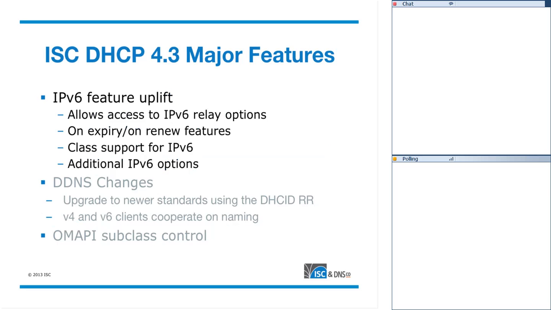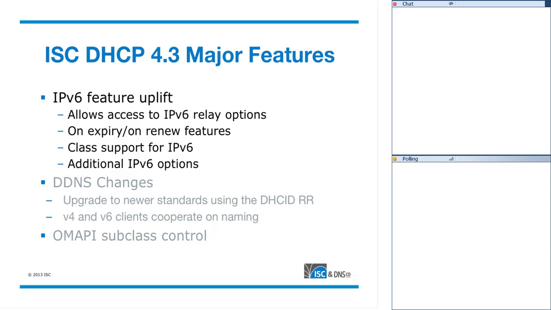So again, the major part of 4.3 is the IPv6 feature uplift, and these four items here are the ones that we think are going to be most beneficial and of most interest to you. So what we're going to do is walk through some scenarios in which you may make use of these options, and it's really handy to have Sean on with us because he's going to take us through how you would actually do these in the config and show you some command line things as we go on.